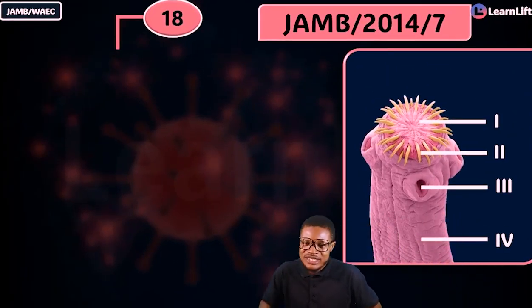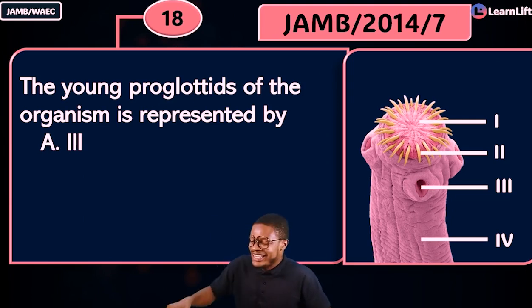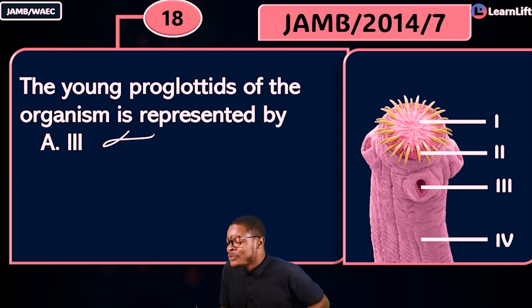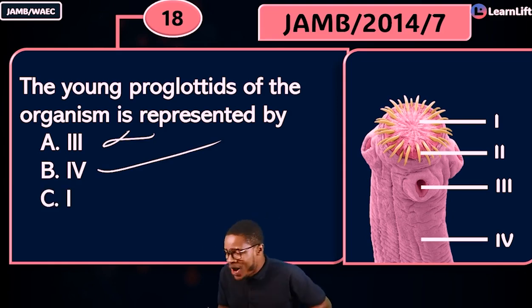JAMB 2014 question 7. The young proglottid of the organism is represented by, do I need to call the options? What is the answer? Option A says 3. Is 3 the answer? No. 3 cannot be the answer because 3 is what? Scolex. Is 4 the answer? Yes. 4 is the answer because 4 is your young proglottids. Is 1 the answer? What is 1 called? Rostellum.